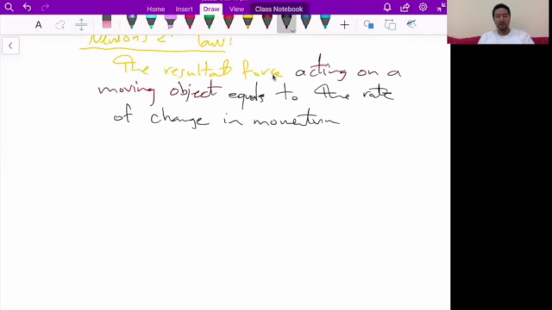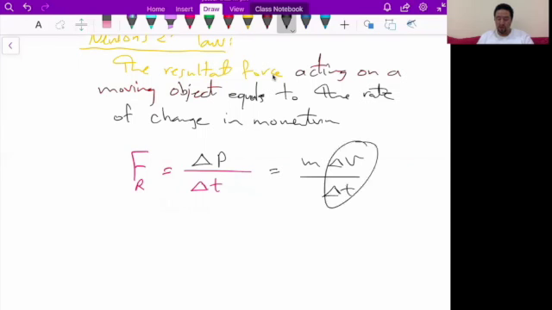We need to convert this into a mathematical formula. You are going to find that the resultant force, Fr, equals the rate of change in momentum. The rate means over delta T. The rate of change in linear momentum, so delta P over delta T. We already deduced the change in momentum, which is mass times the change in velocity, over change in time. Look at delta V over delta T. It will remind us of the acceleration. Acceleration is equal to delta V over delta T.